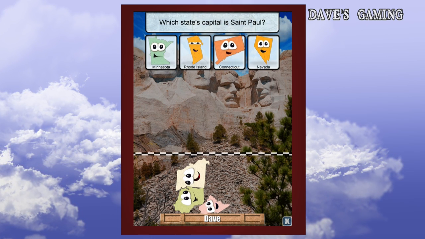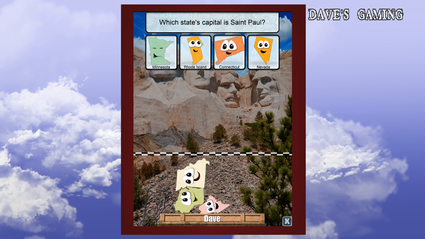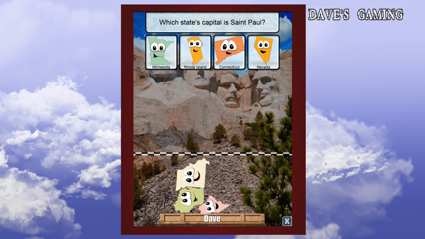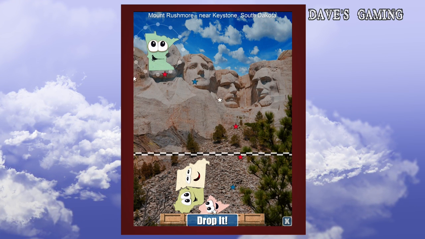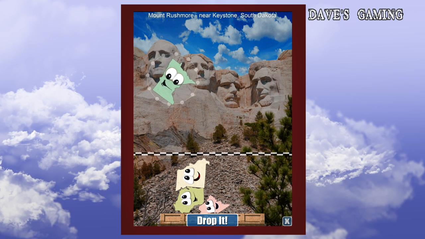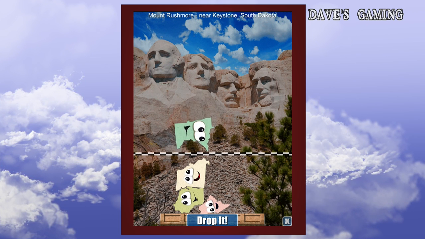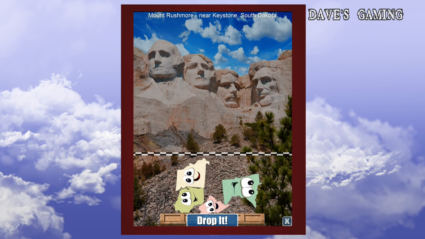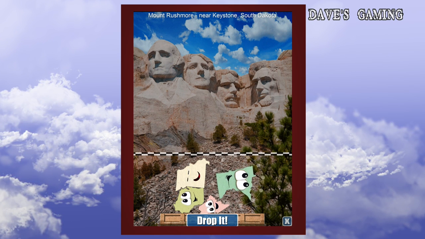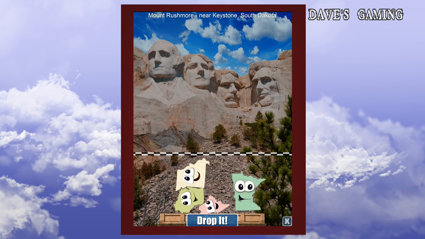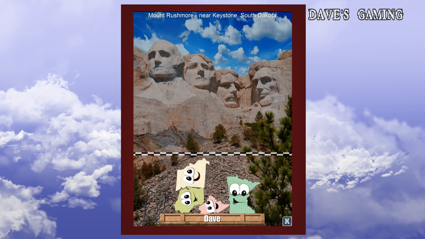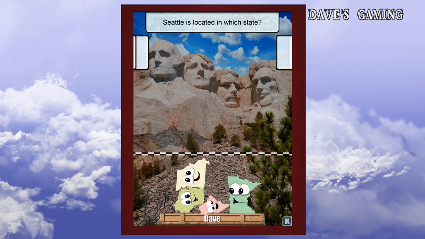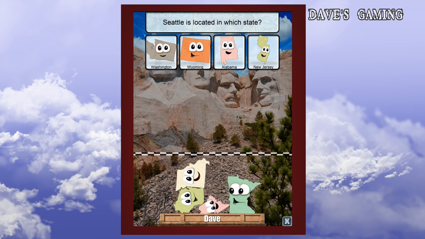Which state is the capital of St. Paul? St. Paul, Minnesota, I would say, right? Yes. All right, where are we going to put this state? No, it's going to fall down. I don't know. You know what? Let's stack it this way. Okay. When I was a kid, I was a stack man, so I'm pretty good with it.